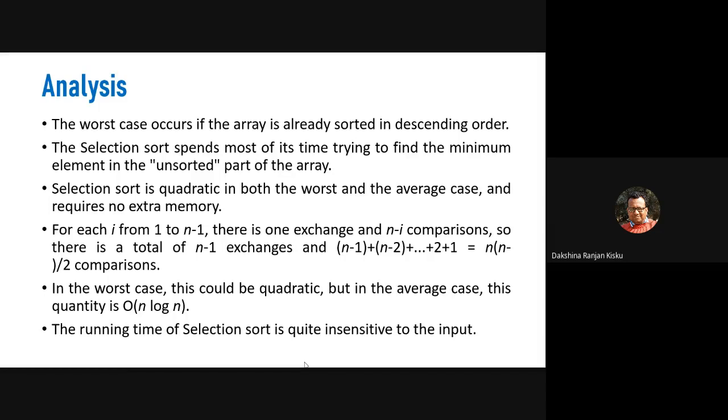And there will be one exchange operation. That means for each minimum element or each smallest element, we need to compare n minus i times, and there will be one exchange operation. Therefore the total number of exchange operations for n elements will be n minus 1 exchanges, and the total number of comparisons will be n minus 1 plus n minus 2 plus n minus 3 up to 1.